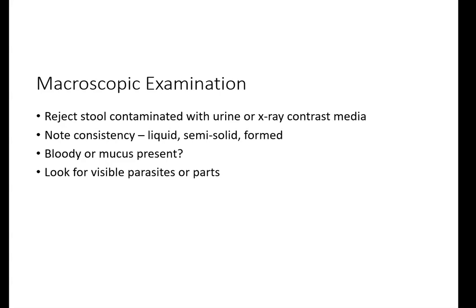Any of that stuff in the feces, that's going to be cause for rejection. Okay. Then what we're going to do is look to see what the consistency of the stool is. Is it a formed stool? If it's a formed stool, there's a really good likelihood that you are not going to find any parasites in there, because most of the parasites cause diarrhea, or a loosening of the stool. So, formed stools: at one place that I worked, a formed stool for ova and parasite was immediately rejected.